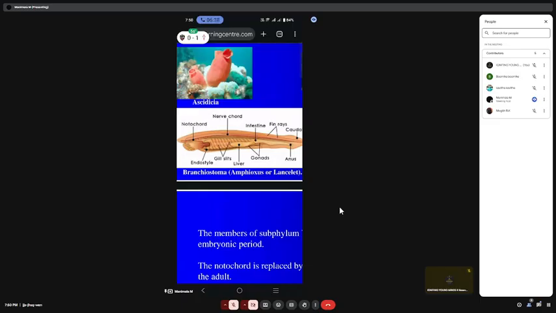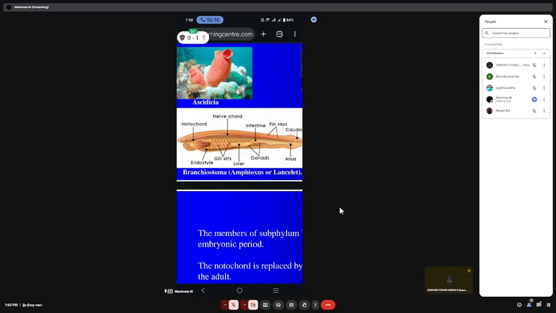Protochordates. Both Urochordata and Cephalochordata are often referred to as protochordates. These both are exclusively marine organisms.